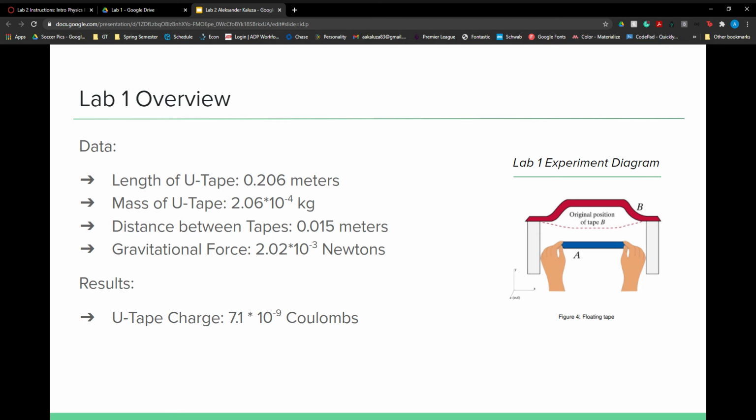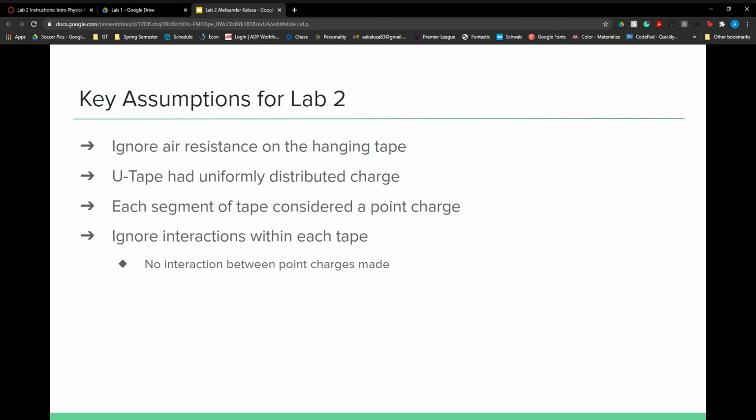To begin my Lab 1 overview, the data I obtained from that lab was the length of my tape was 0.206 meters, the mass of that tape was 2.06 times 10 to the negative 4 kilograms. The distance between the two tapes at the point of repelling was 0.015 meters, or 1.5 centimeters, and the gravitational force of the top tape was 2.02 times 10 to the negative 3 newtons. The result I obtained in Lab 1 was that the U-tape top charge was 7.1 times 10 to the negative 9 coulombs.